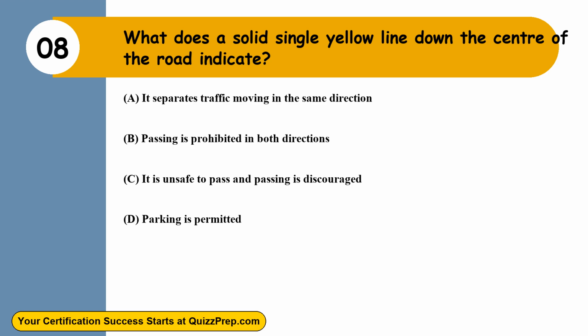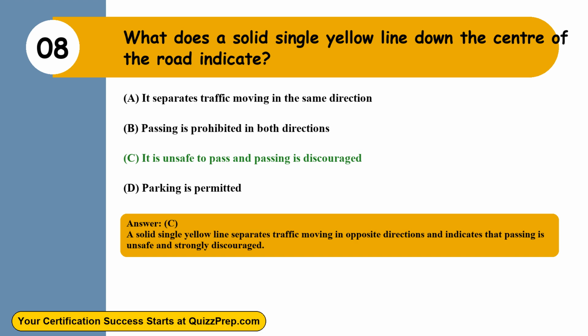Option A. It separates traffic moving in the same direction. Option B. Passing is prohibited in both directions. Option C. It is unsafe to pass and passing is discouraged. Option D. Parking is permitted. The correct answer is option C. It is unsafe to pass and passing is discouraged. A solid single yellow line separates traffic moving in opposite directions and indicates that passing is unsafe and strongly discouraged.